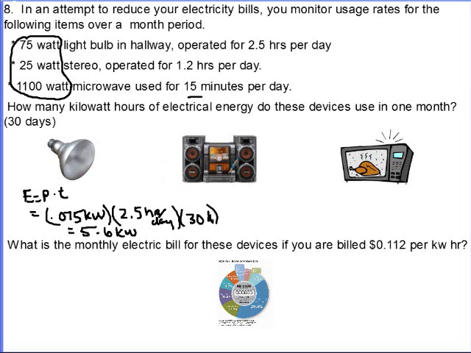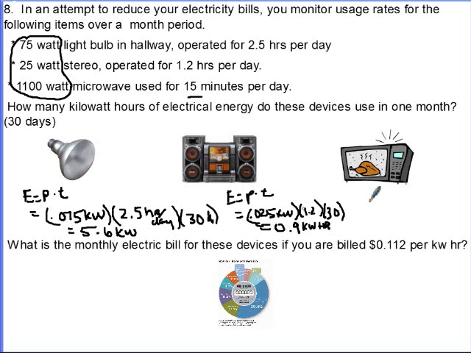Okay, now let's do the same thing for the stereo. Again I multiply the power times the time. That's a 0.025 kilowatt device, and I'm running that for 1.2 hours per day, for 30 days in the month. What I see is that's about 0.9 kilowatt hours worth of energy.